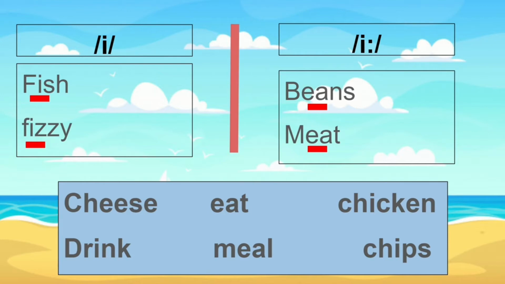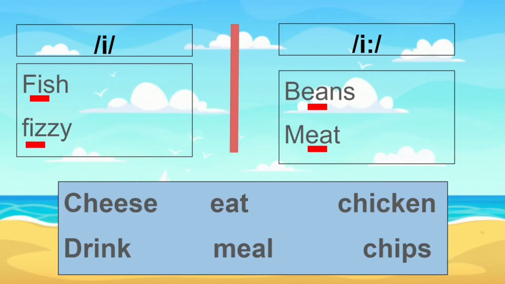Beans. Meat. Cheese. Eat. Chicken. Meal. Drink. Chips.